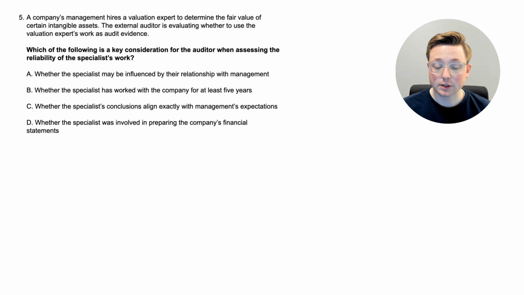Option A, whether the specialist may be influenced by their relationship with management. Option B, whether the specialist has worked with the company for at least 5 years. Option C, whether the specialist's conclusions align exactly with management's expectations. Or option D, whether the specialist was involved in preparing the company's financial statements.